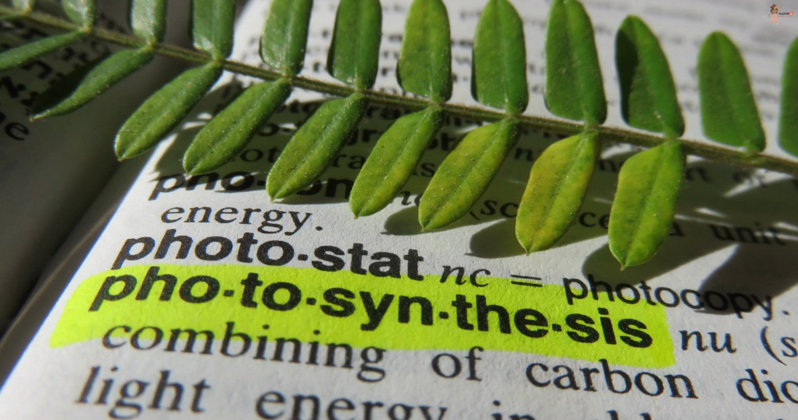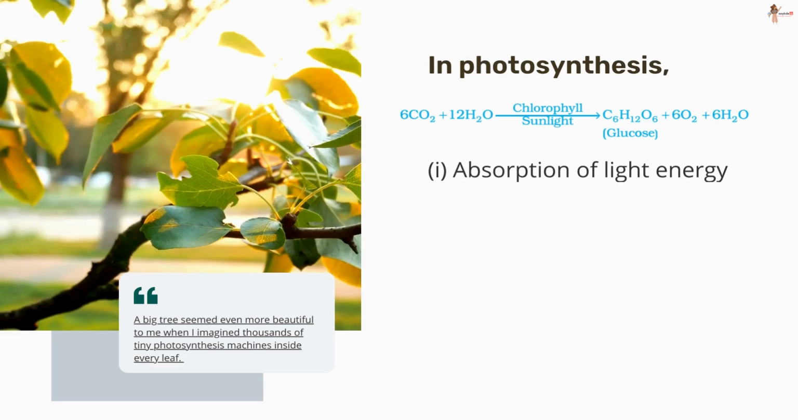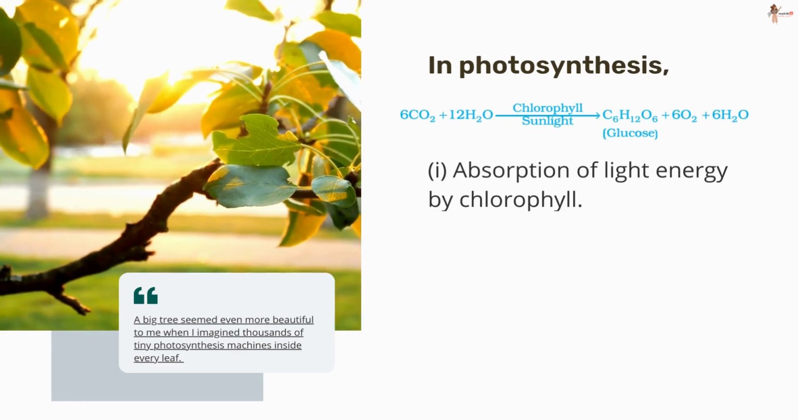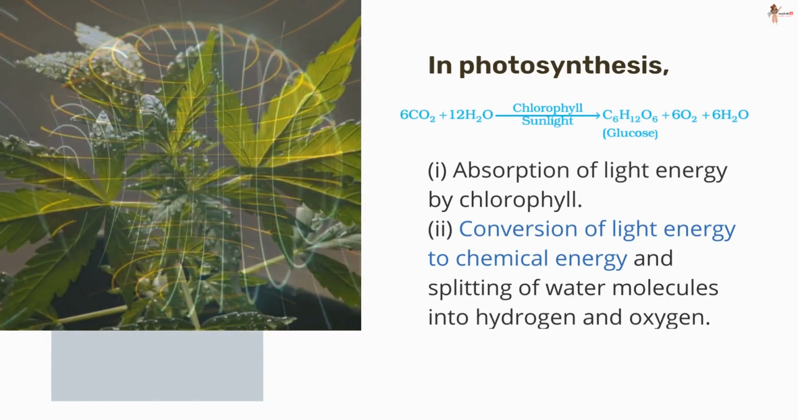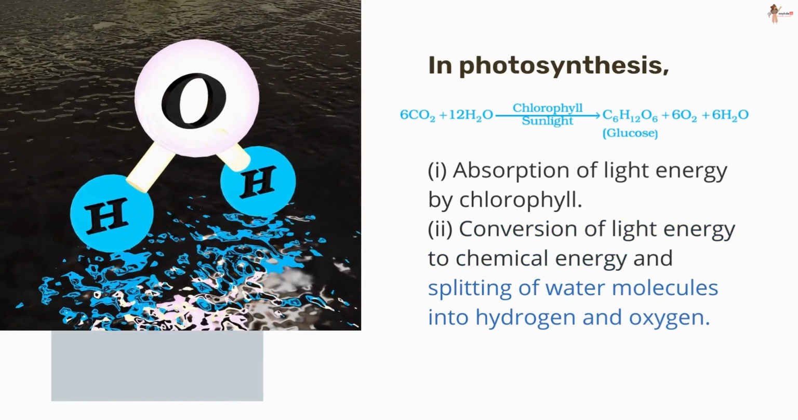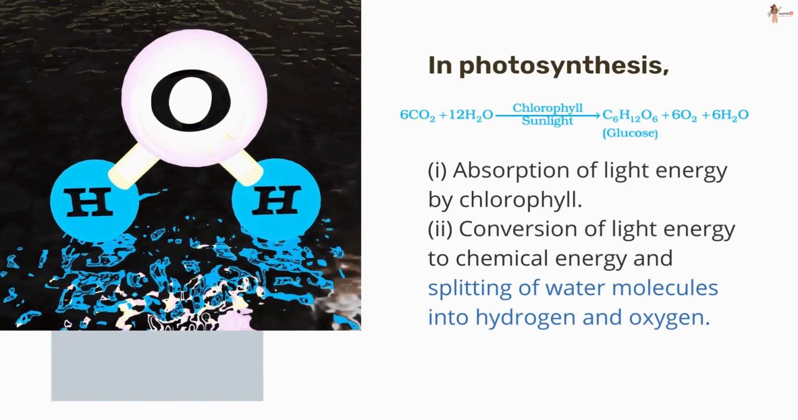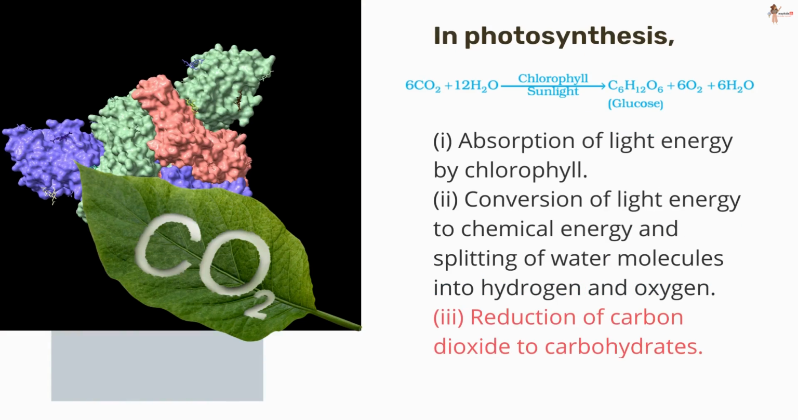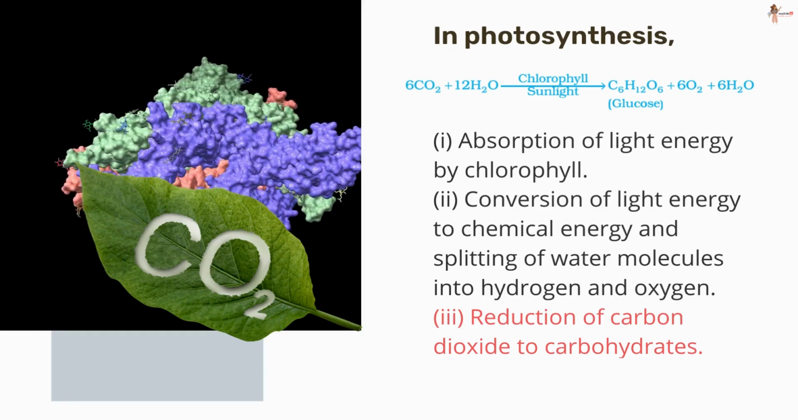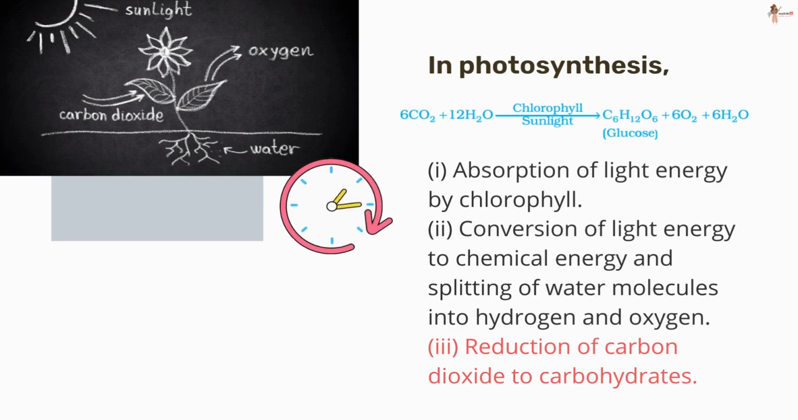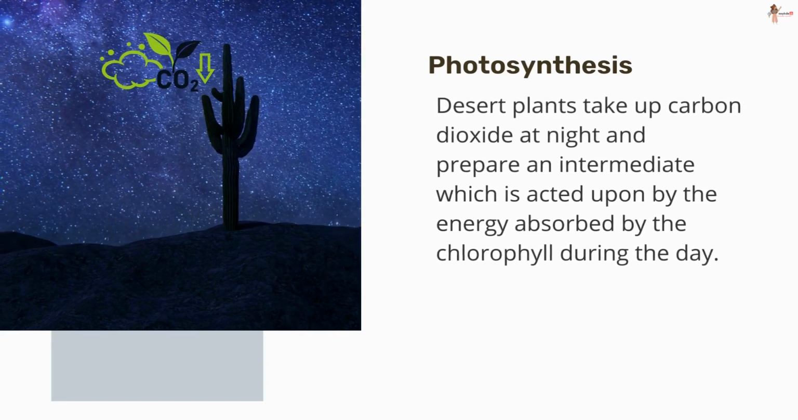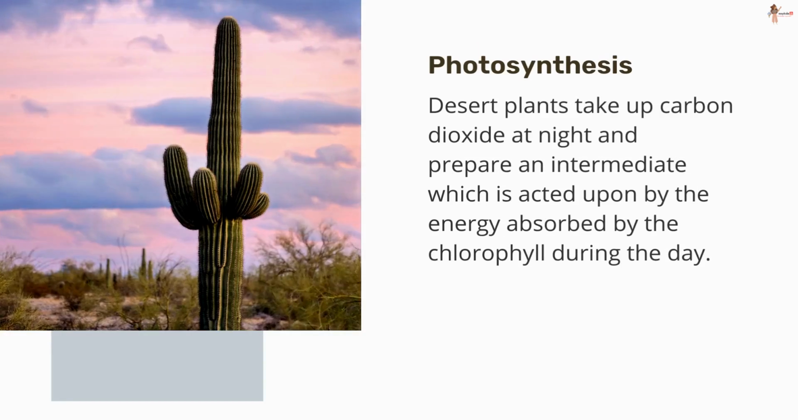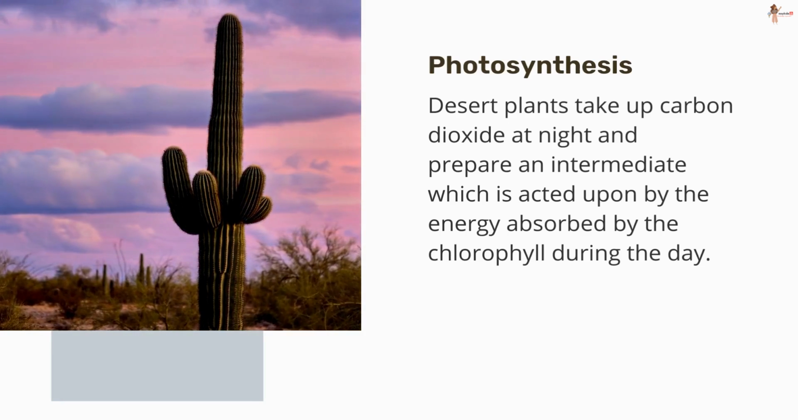Let us now see what actually happens during the process of photosynthesis. The following events occur during this process: absorption of light energy by chlorophyll, conversion of light energy to chemical energy, splitting of water molecules into hydrogen and oxygen, and reduction of carbon dioxide to carbohydrates. These steps need not take place one after the other immediately. For example, desert plants take up carbon dioxide at night and prepare an intermediate which is acted upon by the energy absorbed by the chlorophyll during the day.